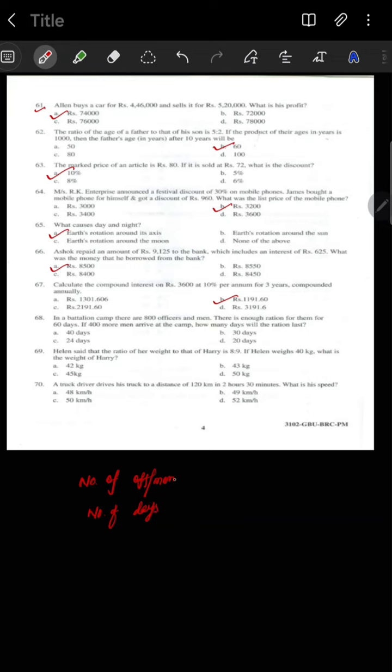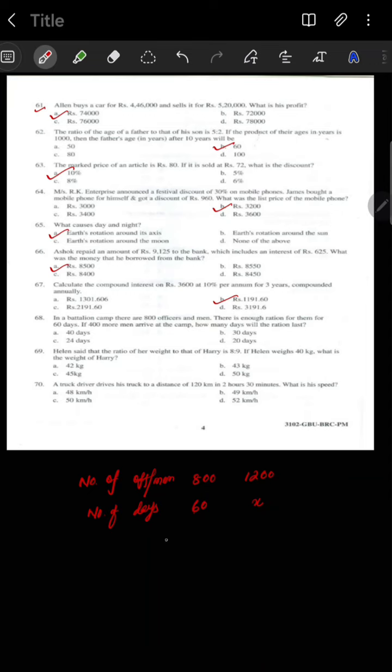The number of officers is 800 initially. Then the ration will last for 60 days. Again, if 400 men arrive, 400 and 800 will be 1200. Then how many days the ration will last, you have to find out now.